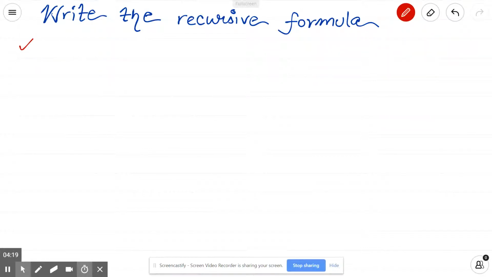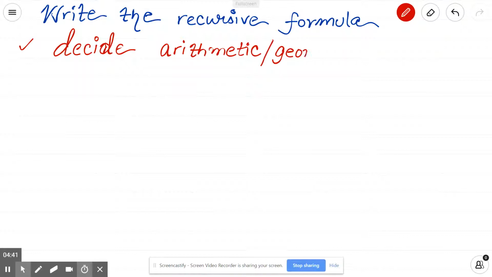So the first step that you will follow is you will decide whether the given sequence is arithmetic or geometric. That's a very important step, because once you know if it's arithmetic or geometric, you can know, okay, if it's arithmetic, you're either adding or subtracting the same number. And if it's geometric, you're either multiplying or dividing by the same number. So that's the first thing you'll do, you'll identify.